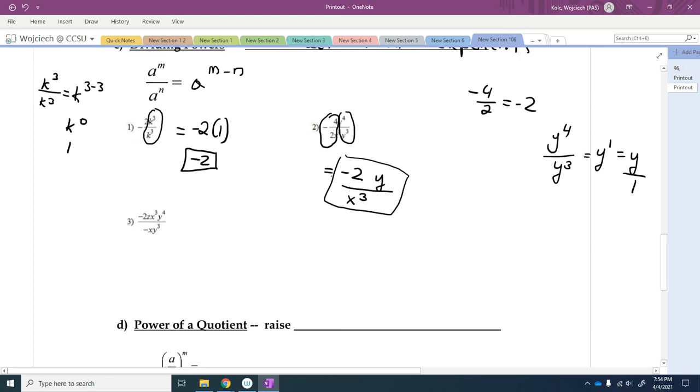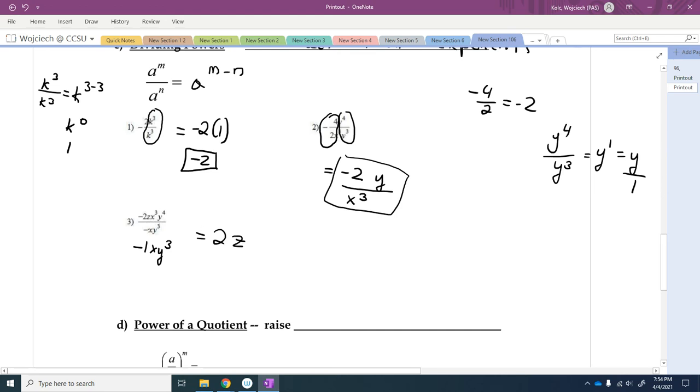Okay? And finally, question number 3. The denominator can be written as -1 x y cubed. Okay, so first question is, what is -2 over -1? It is equal to 2. Now z is in the numerator, but no z in the denominator, so leave it in the numerator.